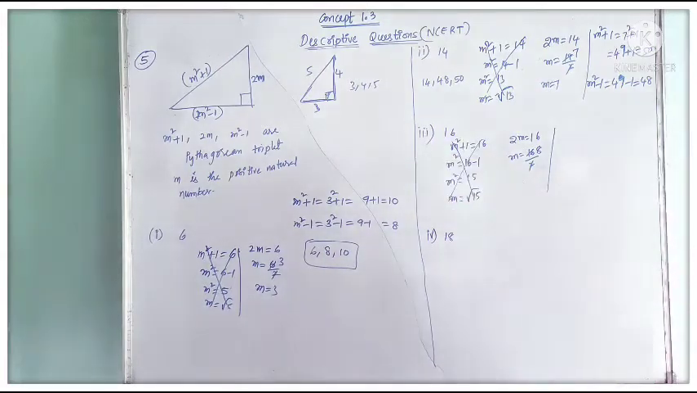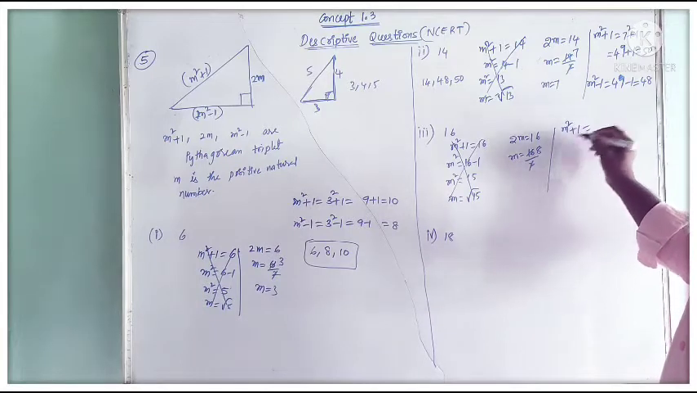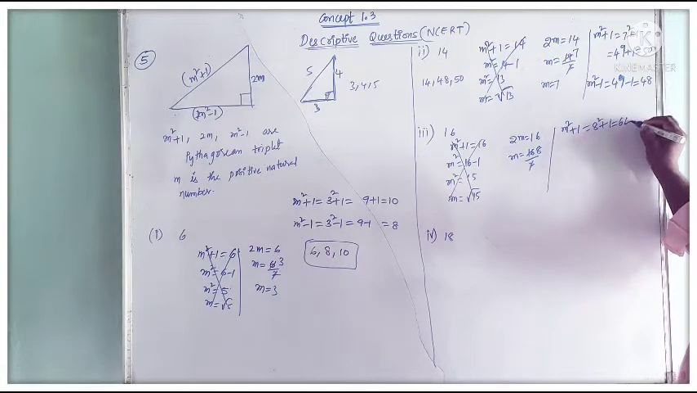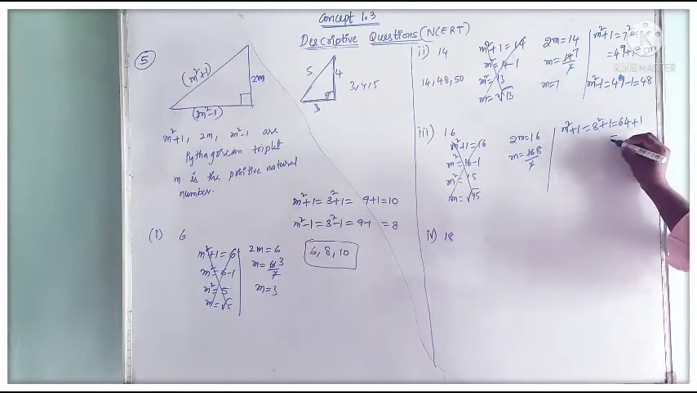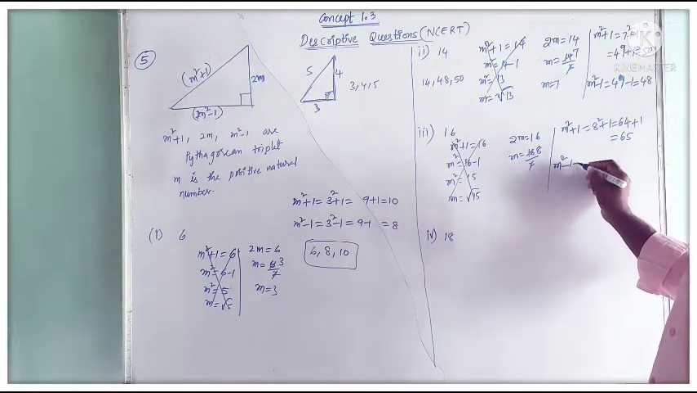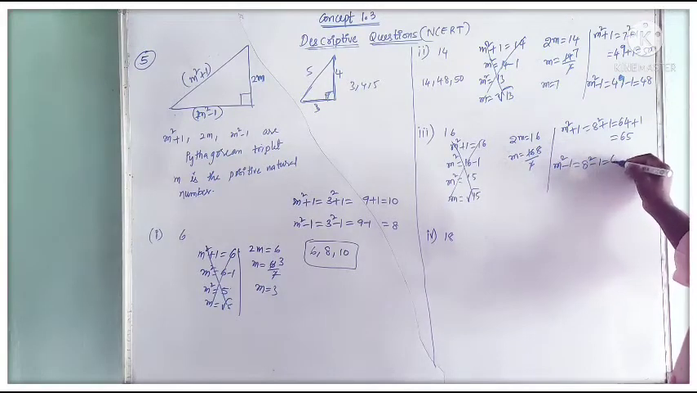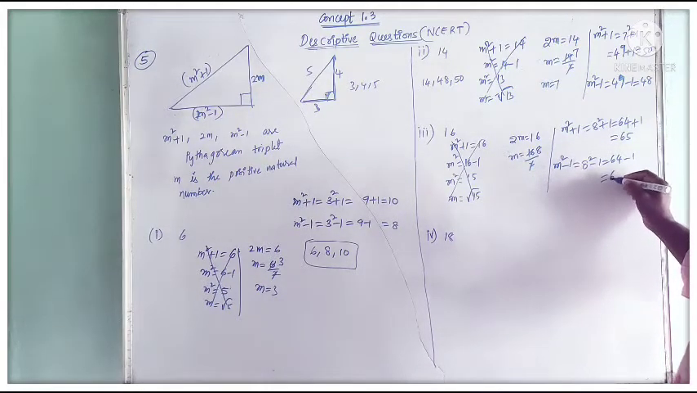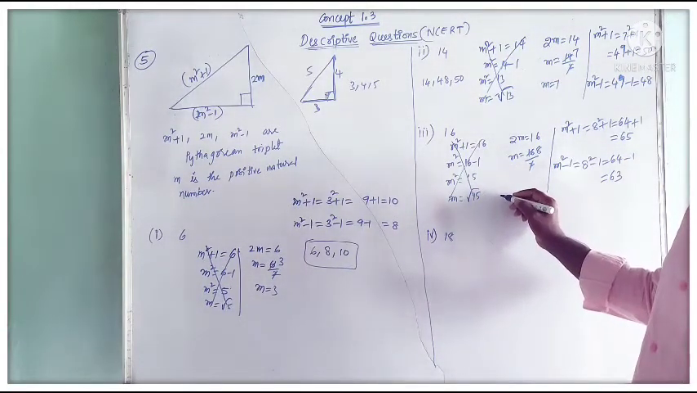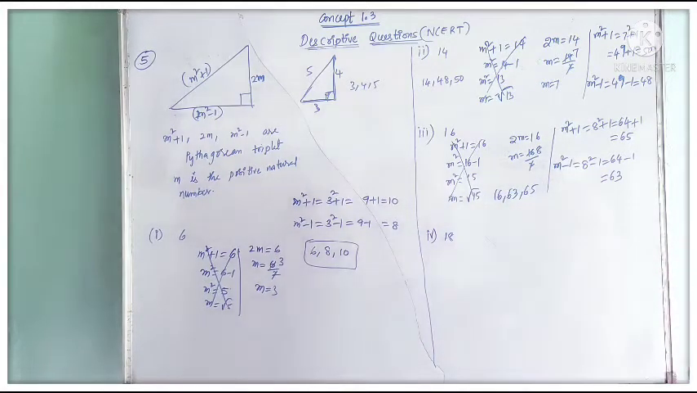Remaining two sides: 2M equal to 16, one side we got. For the remaining two sides, M square plus 1 means 8 square plus 1. 8 square is 64, plus 1 equal to 65. And next, M square minus 1 is 8 square minus 1, 64 minus 1, 63. The Pythagorean triplet of this is 16, 63, 65. These three are the Pythagorean triplet.